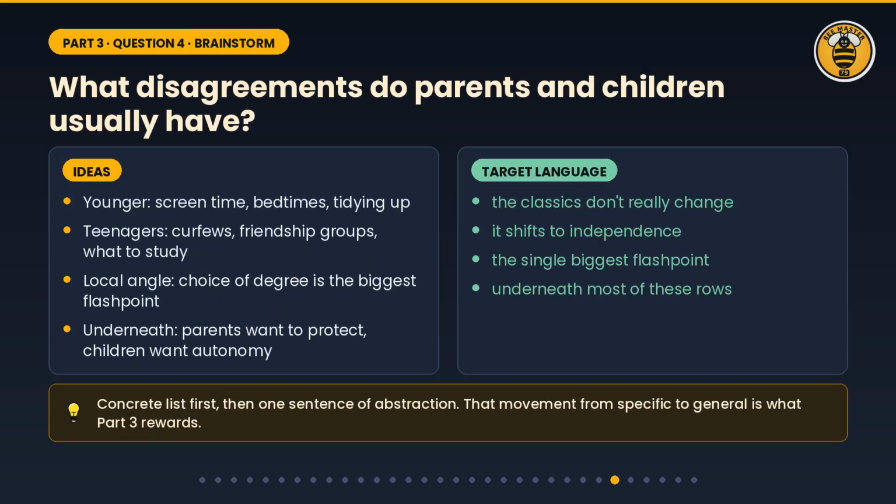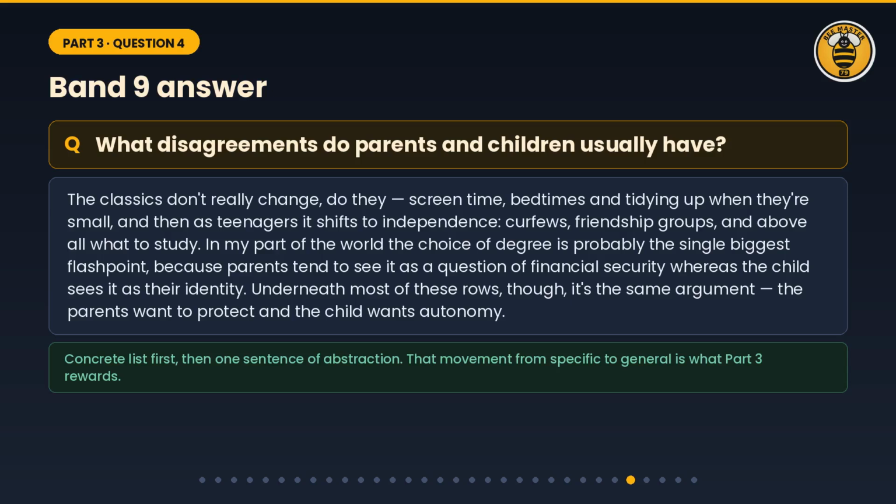Question 4. What disagreements do parents and children usually have? List the obvious ones first, then say what they all have in common. That movement from concrete to abstract is exactly what Part 3 rewards. Concrete list, then 1 sentence of abstraction to finish.